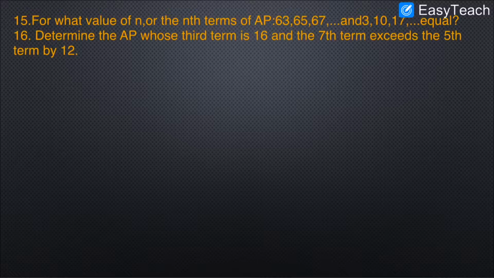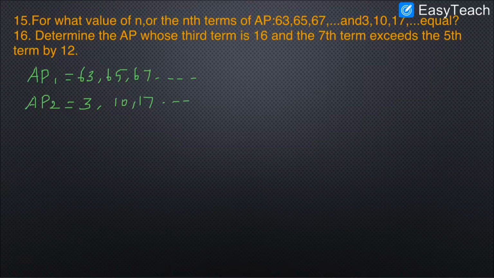two values are equal. We already did this type of problem in a previous video, by finding two equations and solving them to find A and D. The same method we are going to use here also. So let me write the two APs first. AP1 is 63, 65, 67. AP2 is 3, 10, 17.